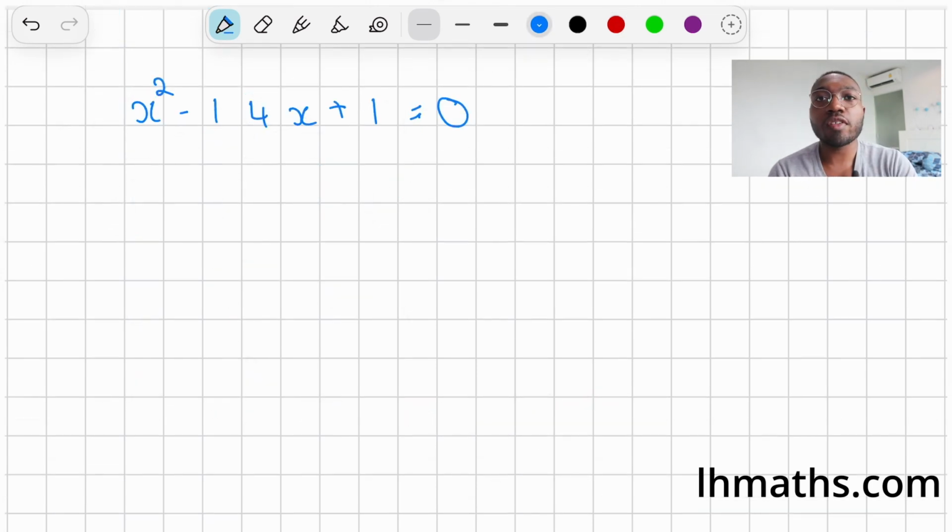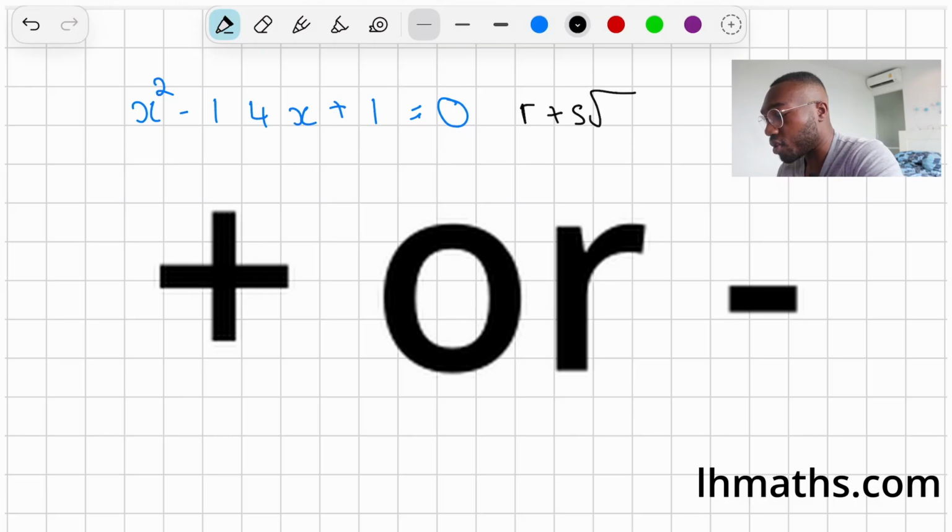Okay, so our last question of the day will be this one here. We have x² - 14x + 1 = 0, and we need to work out the solutions by completing the square. This is an exam style question, and we need to give our answer in the form r plus s root 3, where r and s are both constants which we need to find.